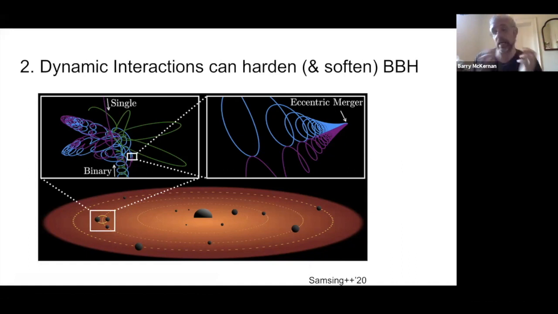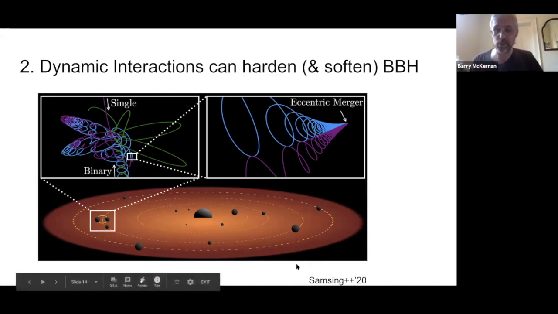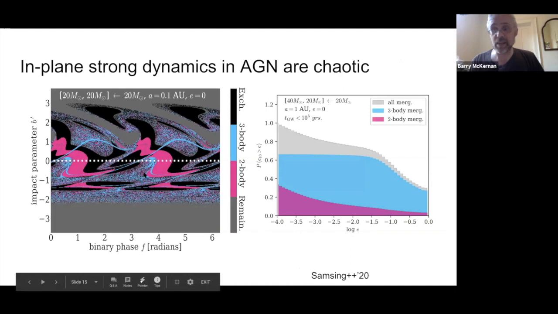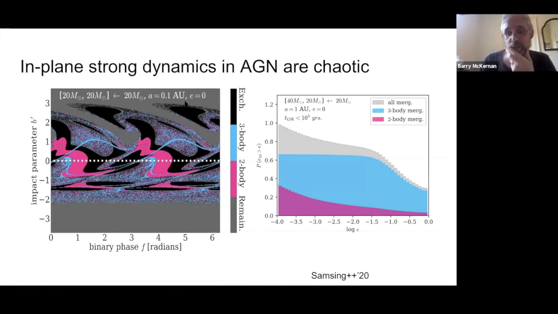So dynamics can be super complicated. How complicated, you ask? They can be chaotic, literally chaotic. So, Johan has come out with these amazing phase space diagrams for the results of numerical experiments of planar scatterings.